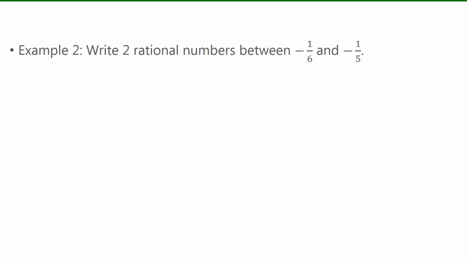Now here we have two negative fractions. So we can start by finding a common denominator between 5 and 6, which is 30. So we'll multiply the first fraction by 5/5. Multiply the second fraction by 6/6. Now it's going to be hard to find a fraction in between -5/30 and -6/30. So what we need to do in a case like this is find equivalent fractions.